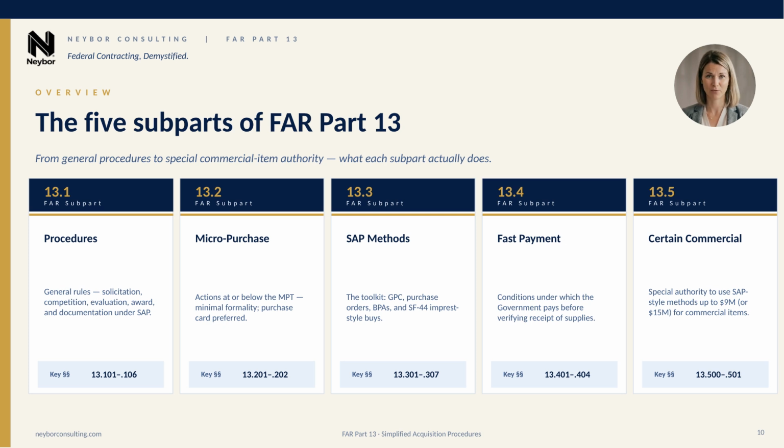Subpart 13.4, Fast Payment, defines a narrow set of circumstances where the government pays before it verifies receipt, generally for low-dollar shipments to remote locations. Subpart 13.5, Simplified Procedures for certain commercial products and commercial services, gives contracting officers special authority to use simplified style procedures up to $9 million or $15 million for certain humanitarian and contingency acquisitions, but only when the buy is for commercial items as defined in Part 12. We will spend the next several slides going through each of these subparts in turn.